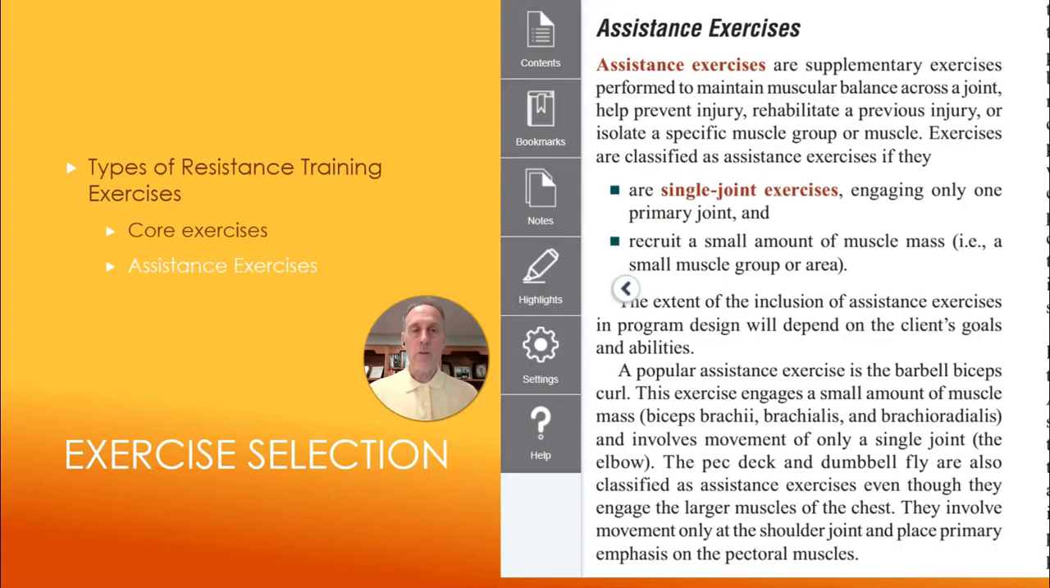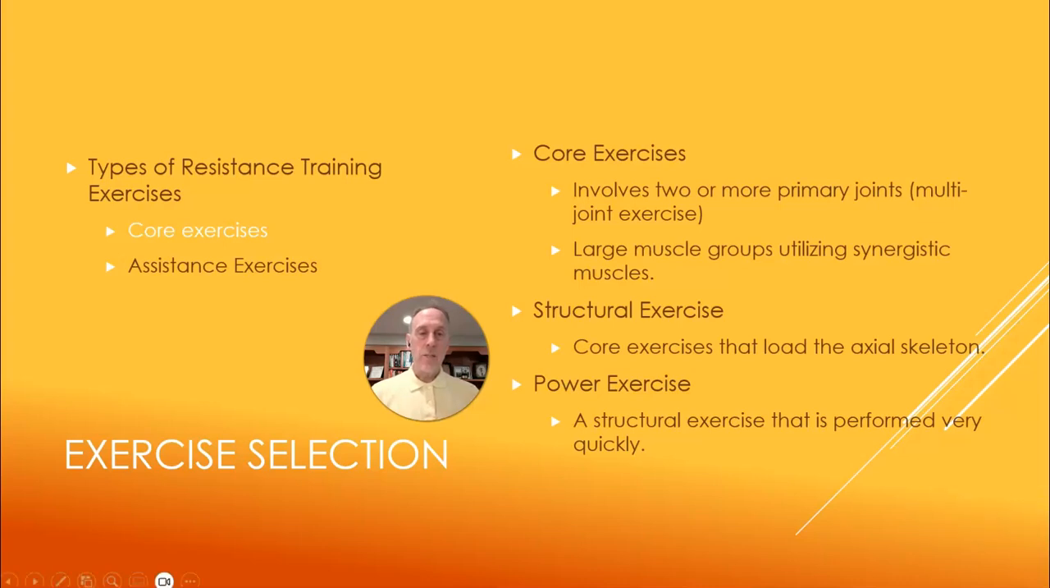Now, assistance exercises are a little bit different. They're usually single joint exercises, and they usually only focus on smaller muscle groups. Down here, a popular exercise is the barbell bicep curl, which is spot on. Now we look at some of the other exercises down here, you get into machines like a leg extension, leg curl. Sure, it's legs, but it's a single joint exercise working one muscle group, as opposed to a squat, which is a larger multi-joint exercise that is more structural in nature, and we're loading the axial skeleton. A little bit different, even though they're both legs, right?